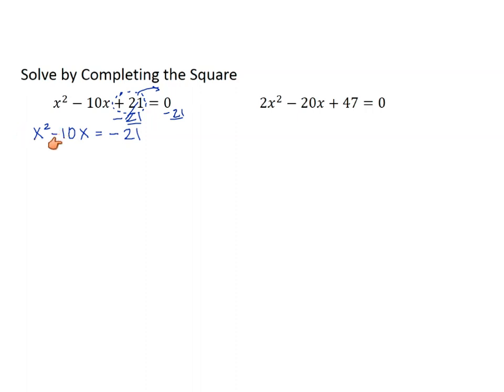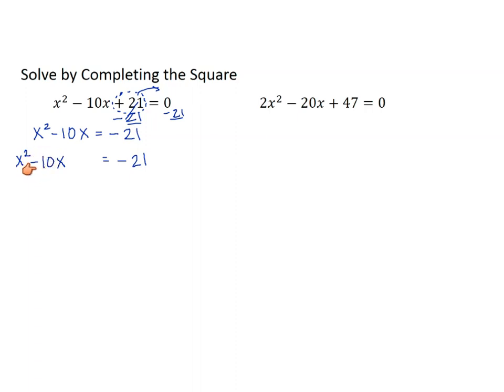Now you may be tempted to factor out an x from both of these terms, but remember, we need that in there because now we're going to complete the square. So we have x squared minus 10x, and then I'm going to put a big space there because we're not sure what that third term is going to be just yet.